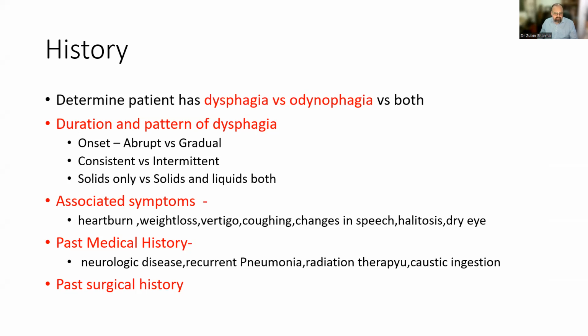What are the associated features like heartburn, weight loss, vertigo, coughing, change in speech, halitosis, or dry eyes? In the past, did the patient give a history of neurological illness, some recurrent pneumonias, radiation therapies? All this is relevant when you are trying to understand why a patient has developed dysphagia.